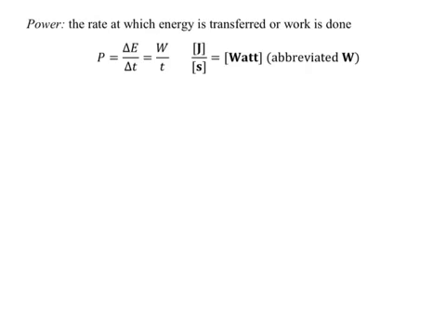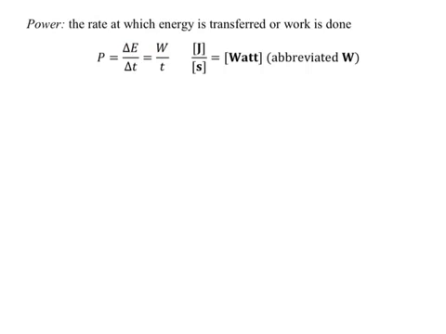Now, our first equation for power is just the change in energy over time, which is, again, the rate at which energy is transferred, or the rate at which work is done, which is work over time. Either of these are fine, and again, the units are the same. Energy and work have the same units of joules. So depending on the problem, we may have to use one or the other of these two.